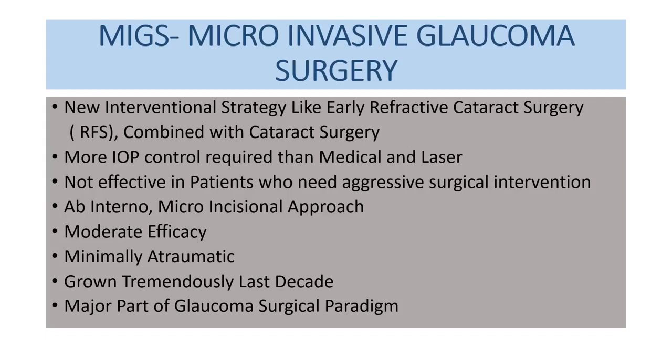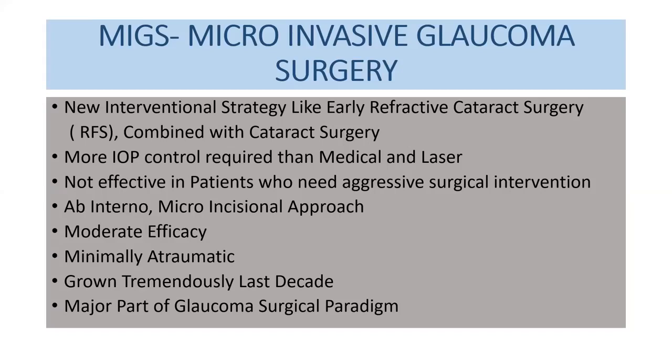This is an ab interno micro-incisional approach. We are not cutting the eyeball with an incision from outside to inside the eye. Ab interno means we are going inside the eye, then making the incisions. One is ab interno, the other is ab externo, when we make the incision from outside. Although we are entering from outside, we are not making an incision, and that's why we call it ab interno.